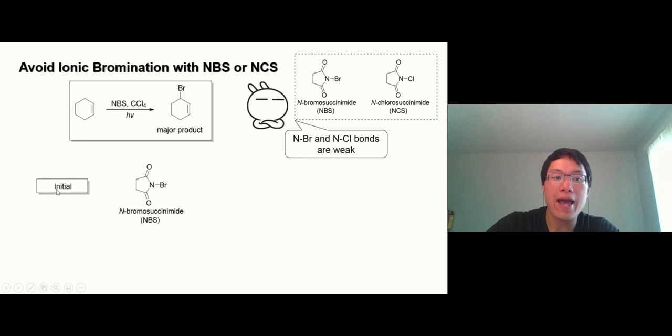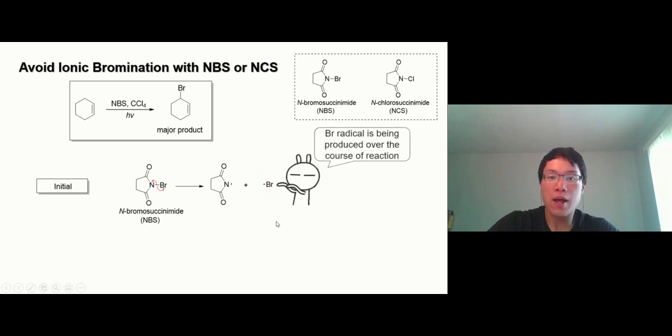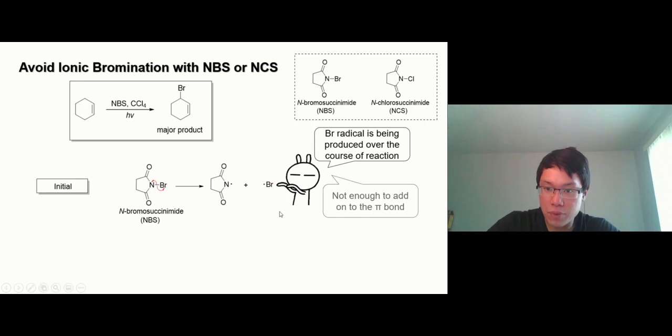Here's how we do it, right? At initiation, we have N-bromosuccinimide, and we add heat or light, so you will get a bromine radical. And this reaction takes time. It happens over time, not just bam, right away. So the bromine radical will be produced over time, and not enough to just add to the pi bond. And this is not molecular bromine either. It's just a radical.